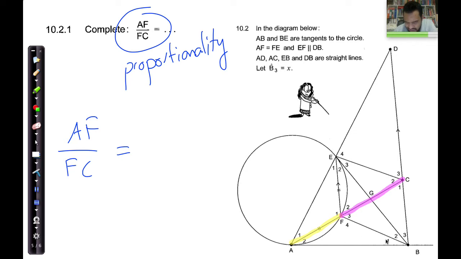This line isn't parallel to anything, but this line certainly is. Let's take a different color, a turquoise highlighter. That's the parallel line, EF. Now that line is parallel to which line in which big triangle? Well, it's parallel to this line over here.